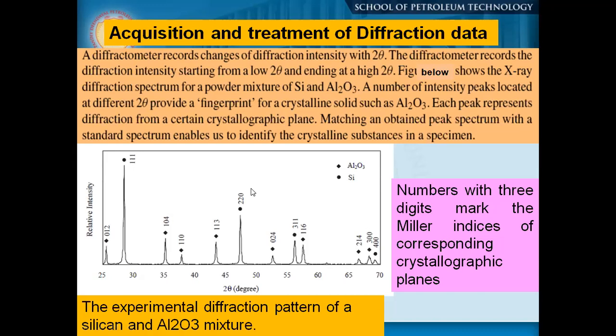So these are nothing but the Miller indices of the corresponding crystallographic plane. So 111 is the same as 333 or 222. Here it is not there. So you can see 110 and 220 is the repeating of the plane at different distances. A diffractometer records changes of diffraction intensity with 2 theta.